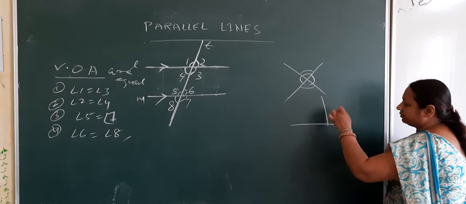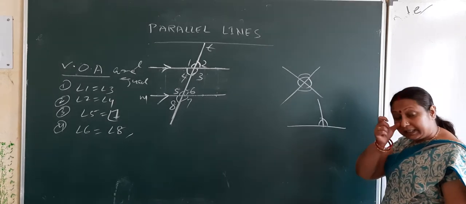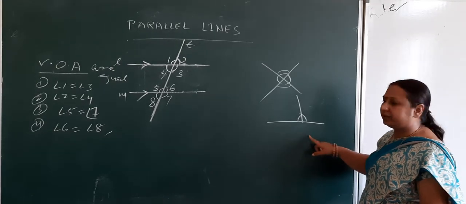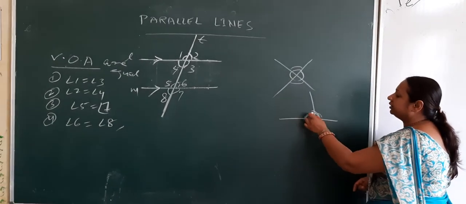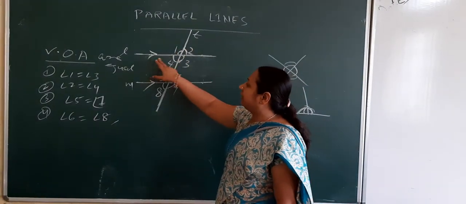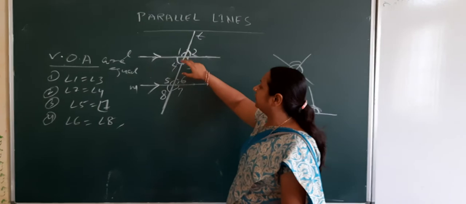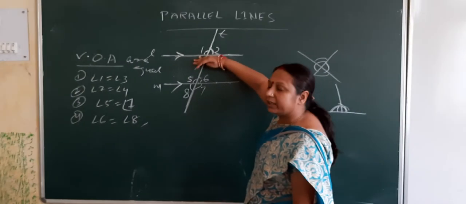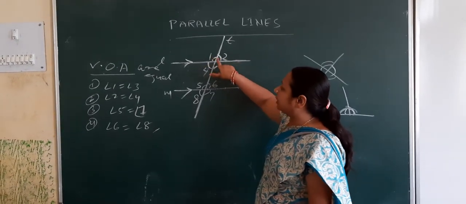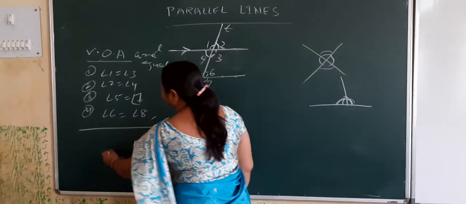And the next one is linear pair. When the sum of consecutive angles in a straight line is 180 degrees, because it makes a straight angle, that pair of angles is called a linear pair. Here, line L is a straight line, and T is the transversal for this line. See here, angle 1 and angle 2 make a linear pair, consecutive angles. The sum of these consecutive angles forms a linear pair, and therefore its sum will be 180 degrees.